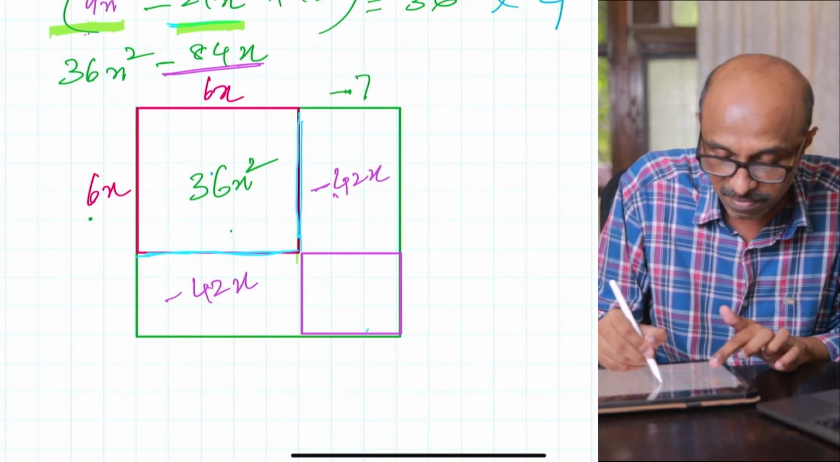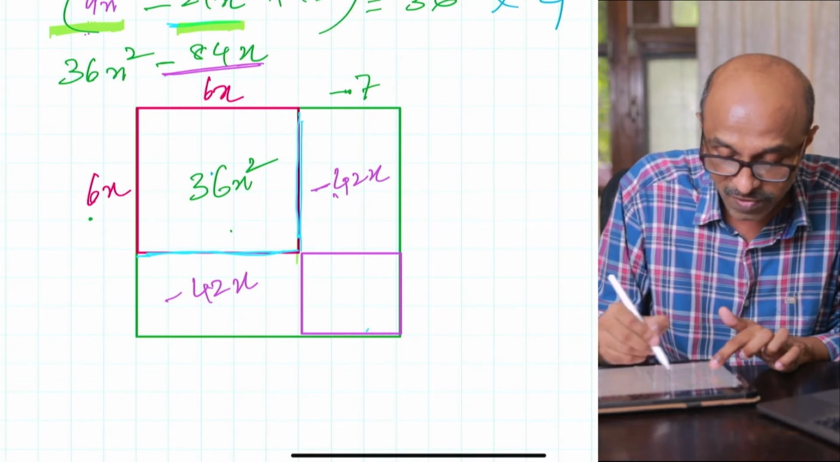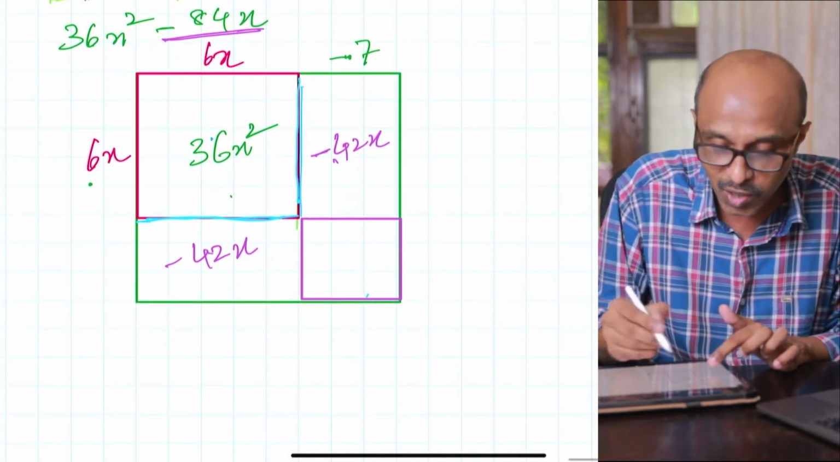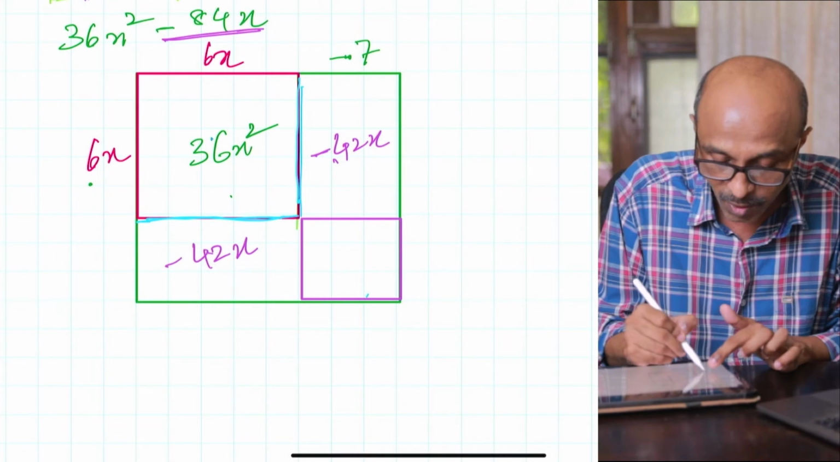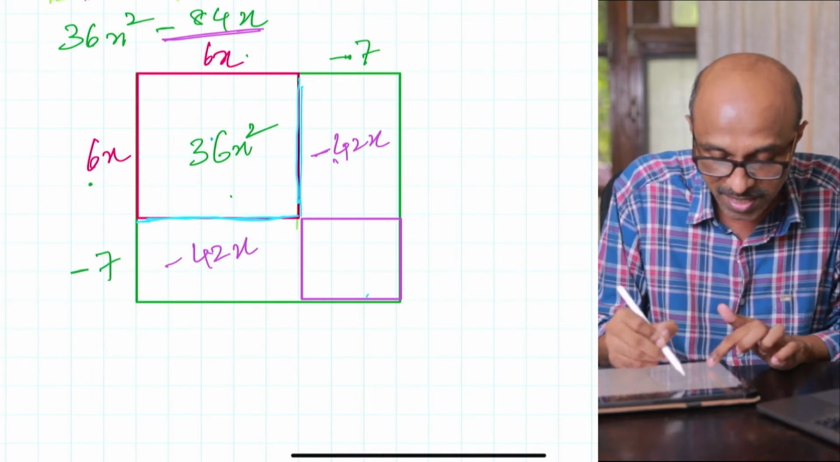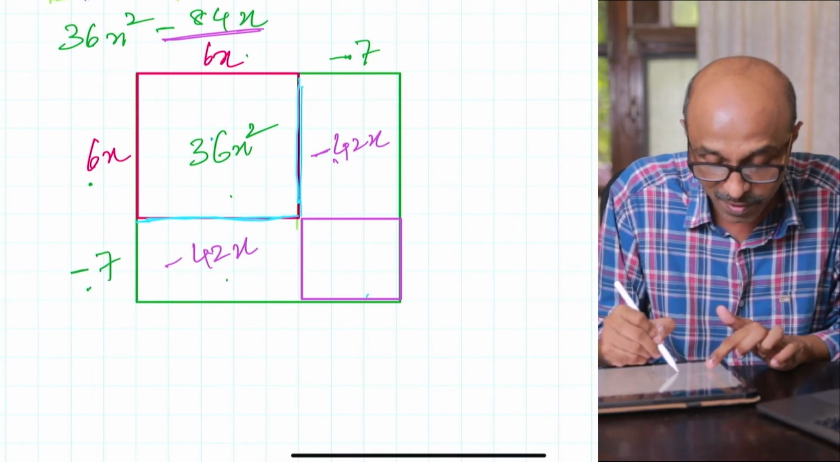That's going to be negative 7. Negative 7 times a 6x would give you negative 42x. And because it's a square and a square is a symmetric object, this also will be negative 7. Why? Because 6x times a negative 7 will give us this negative 42x.